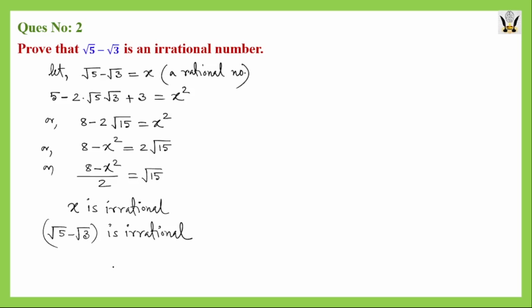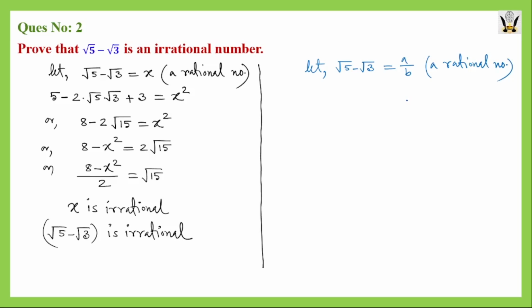Now if this method doesn't satisfy you, then we have another method. There also we will assume that root 5 minus root 3 is a rational number, and we will see whether again it contradicts our assumption or not. Now root 5 minus root 3 we have assumed as a by b. We know that is the format of a rational number where a and b are integers, b is not equal to 0, and a by b is in its simplest form. That means between a and b there is no common factor other than 1. That means a and b are co-primes.